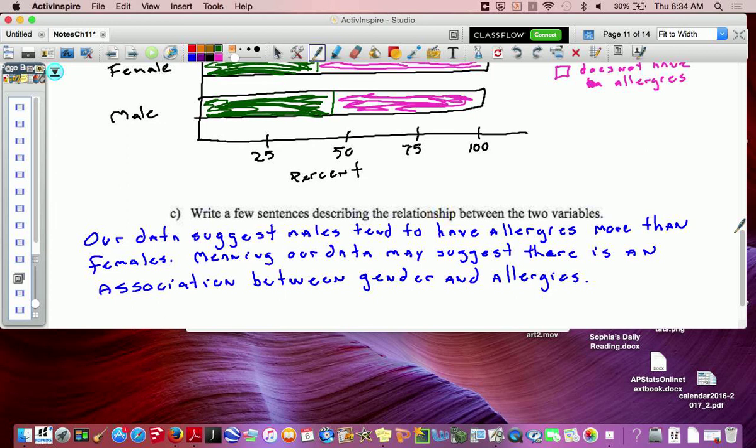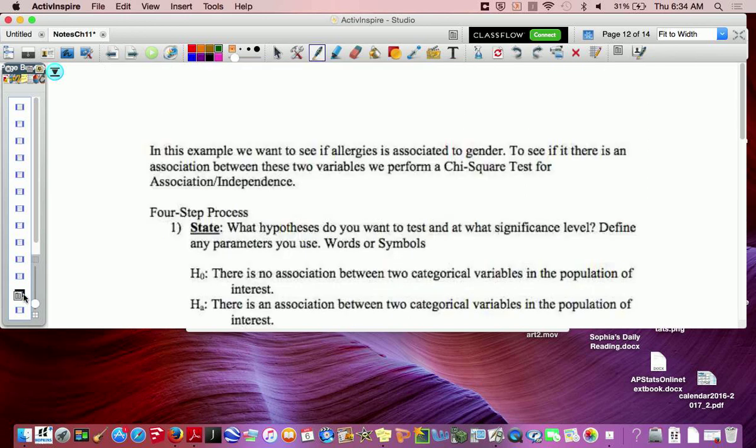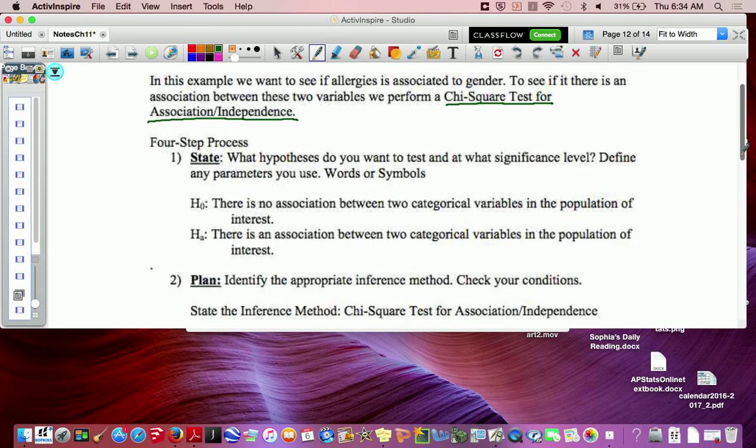So here's the nice thing. If we go to do this test, on the next page, you still have the four-step process. Basically, the only thing that really changes is the type of test. So what you'd want to say is you're doing a chi-squared test for association or independence. Okay? So the null hypothesis will change.